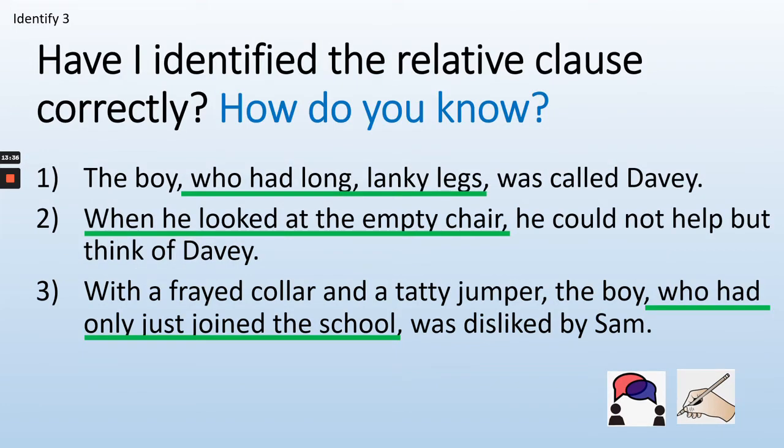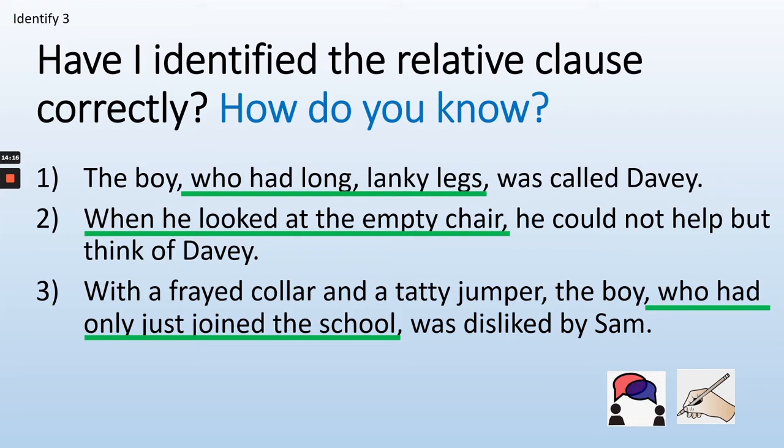All right, let's have another look. Have I identified the relative clauses correctly, and how do you know? So pause your video and have a go at these 3 examples. Okay, let's have a look together. The boy who had long, lanky legs was called Davy. Can you see how I've got a relative pronoun and a relative clause, and it's embedded with commas? Number 1 is correct.